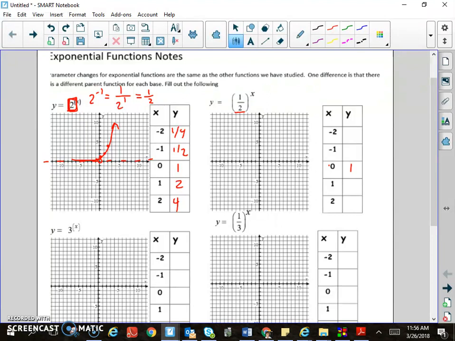Okay, 1/2 raised to the first is 1/2. 1/2 squared is 1/4. And then you just do the reciprocals of these two. So this would be 2, and this would be 4.